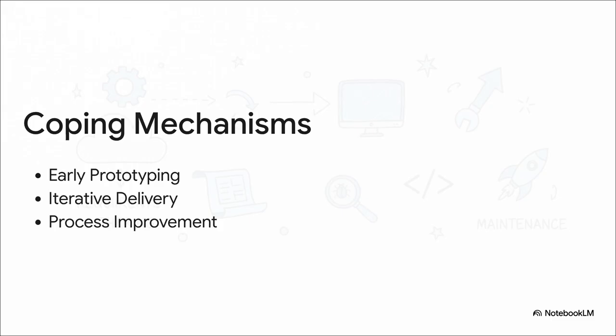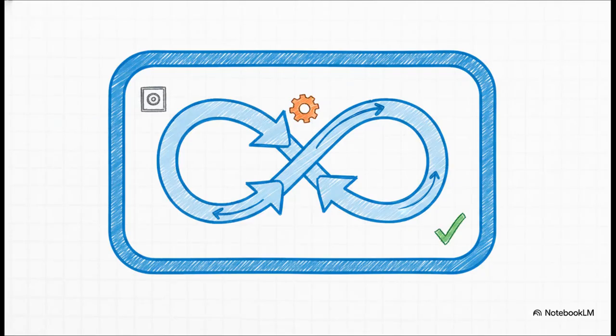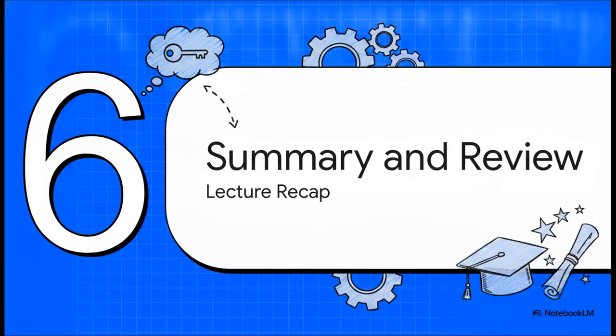And third, process improvement. Good organizations constantly analyze and tweak their own internal processes to increase quality, cut costs, and speed up delivery times. The big takeaway for this section is a massive mindset shift. Software is never truly finished. Change is just a constant, and managing that evolution through prototyping, iteration, and improving your processes is an absolutely core engineering skill. And that brings us to Section 6, Lecture Summary and Review.